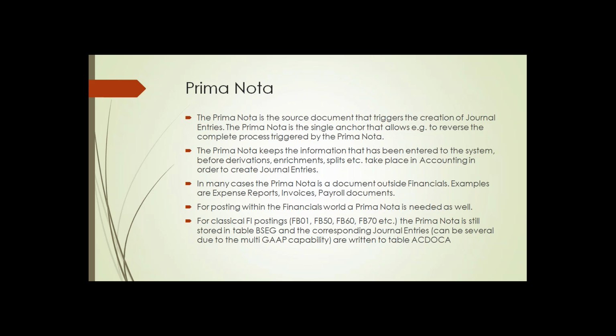So if one document has triggered the creation of three different documents, you cannot reverse these three documents until you reverse the prima nota. Clear? I have given the example of payroll. If you are posting some payroll document from the payroll system, it triggers the creation of a financial document, but you cannot reverse this financial document directly because it has been triggered from payroll. So you have to reverse the payroll document also. And the payroll document here is my prima nota. Clear? Any doubt here?